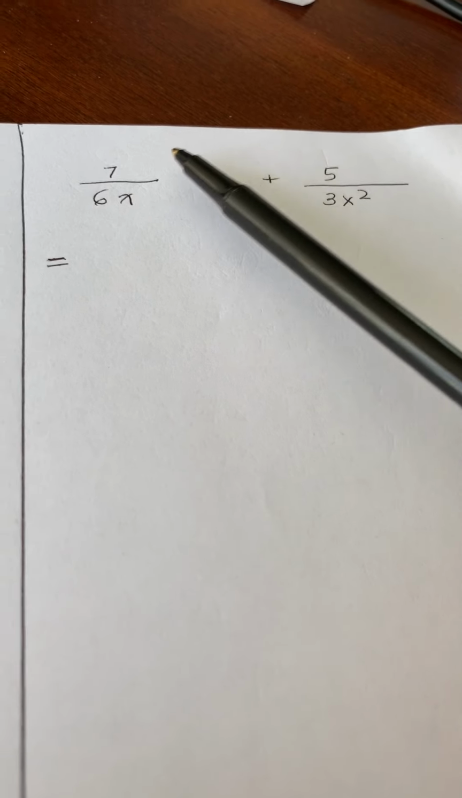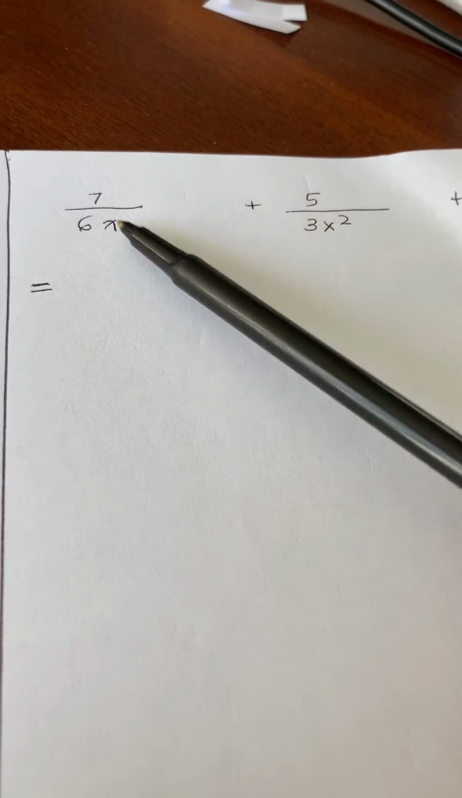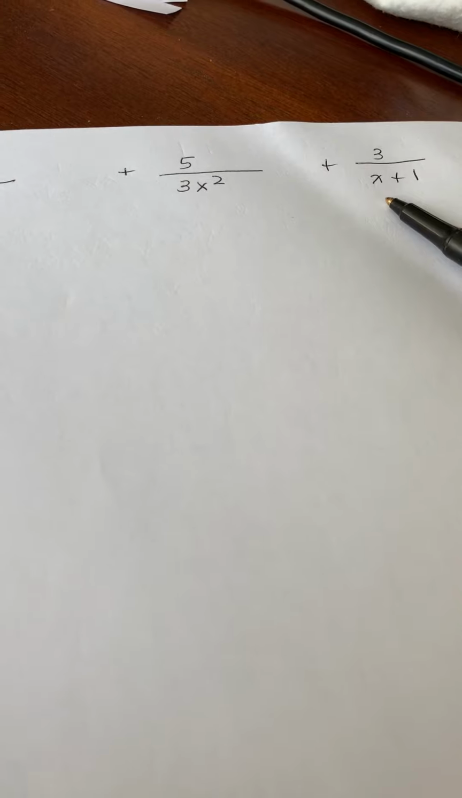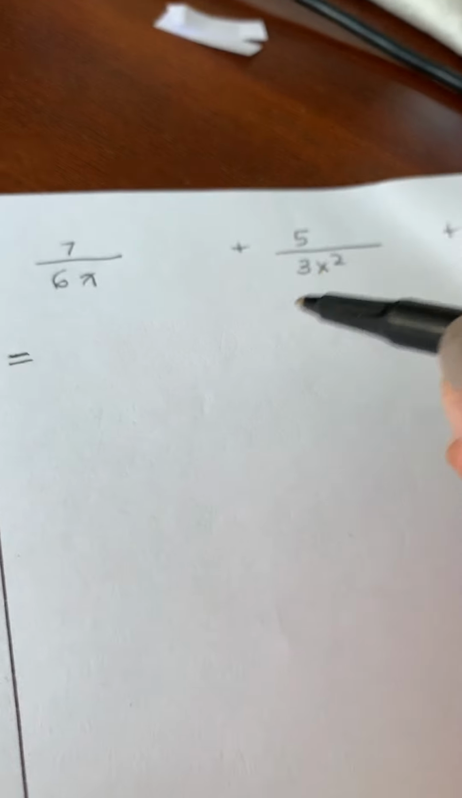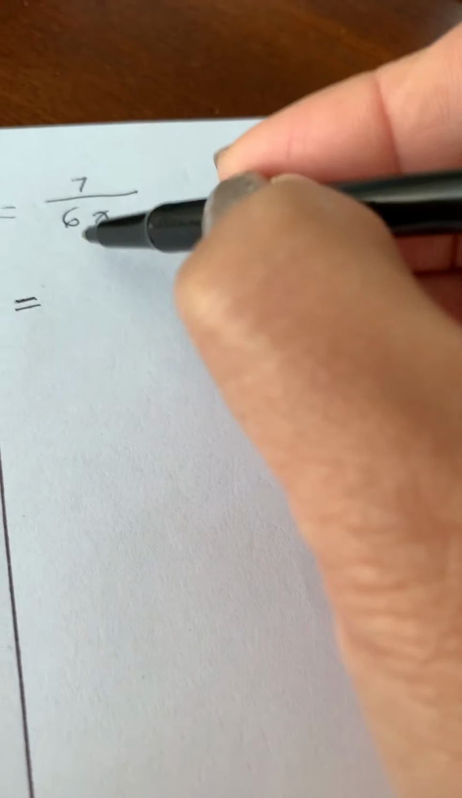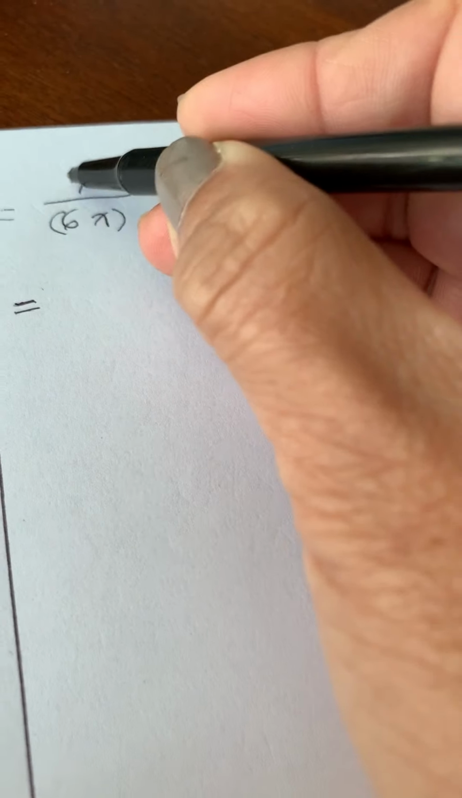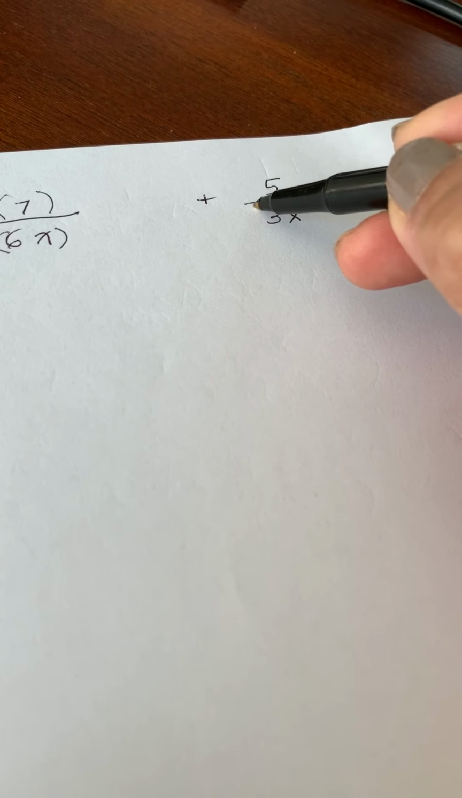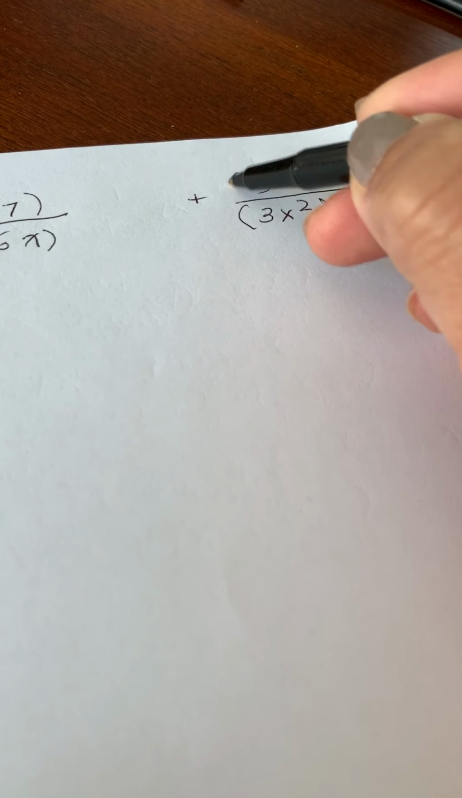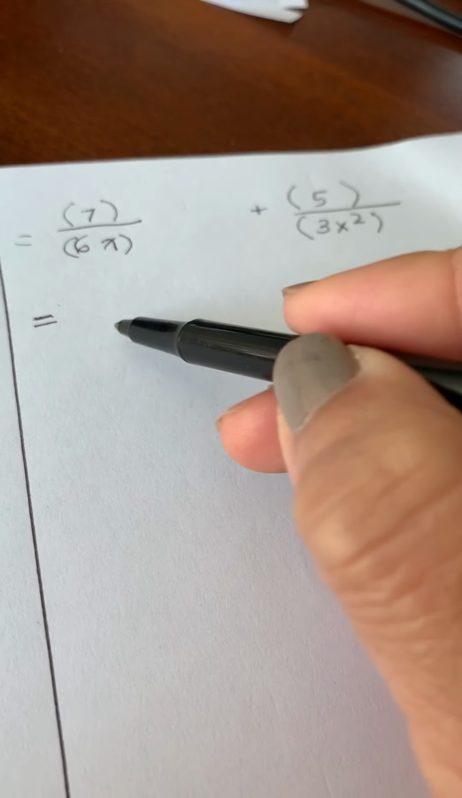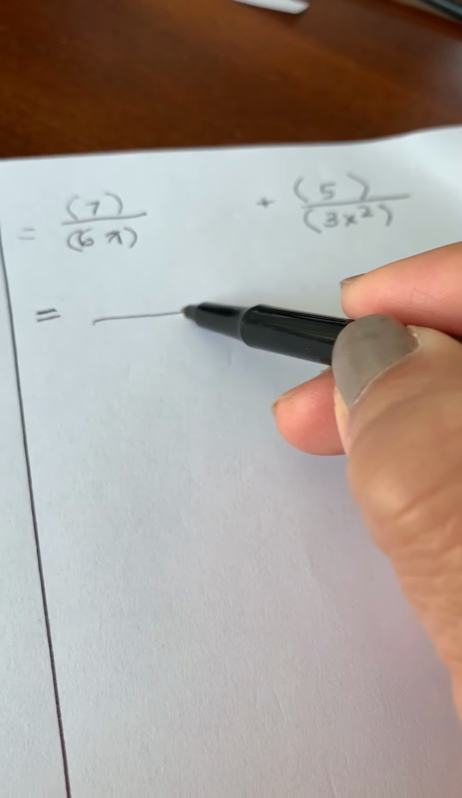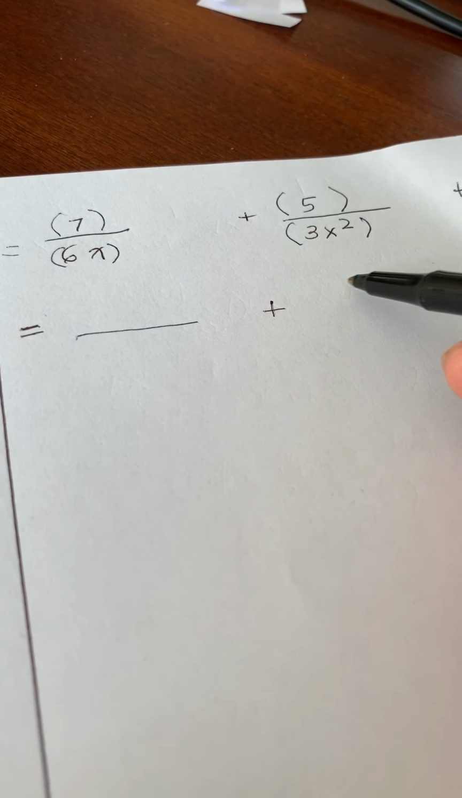Once we have combined these two, then we will combine it with this. So this will just be in standby. Again, of course, let's put parentheses so we know which belongs to which parenthesis. And then we're going to factor our denominator.